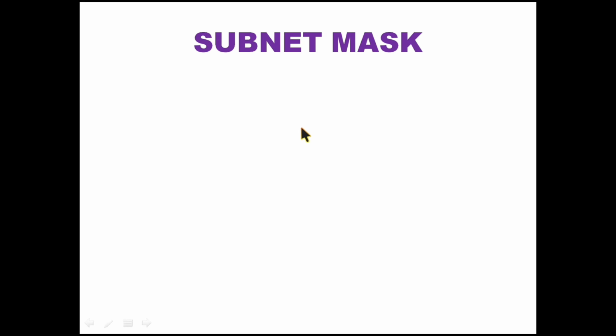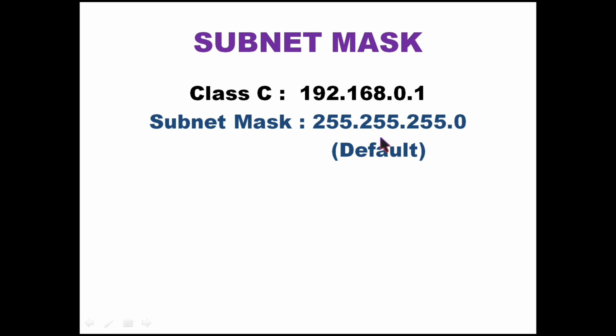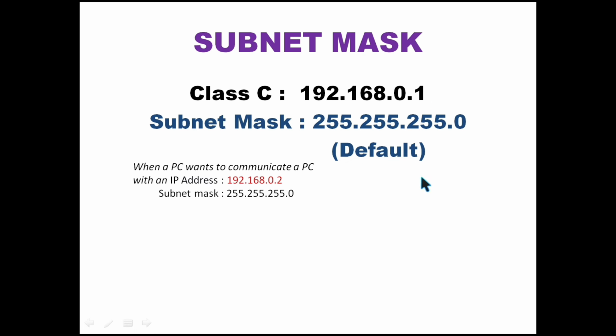Now the subnet mask. Let's take an IP address of class C, and its default subnet mask will be 255.255.255.0. This subnet mask segregates the IP address into network ID and host ID. Here 192.168.0 is the network ID and 1 is the host ID. You may get confused, so I will clarify it with an example. Suppose this IP address, 192.168.0.1, wants to communicate with a PC having IP address 192.168.0.2 and subnet mask 255.255.255.0. How will this process be performed?